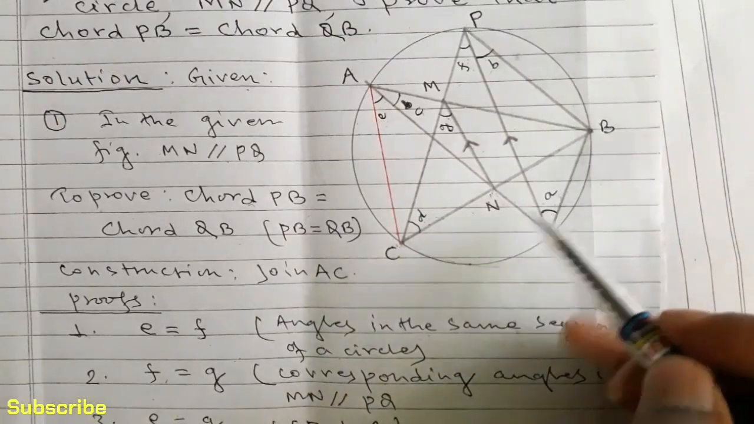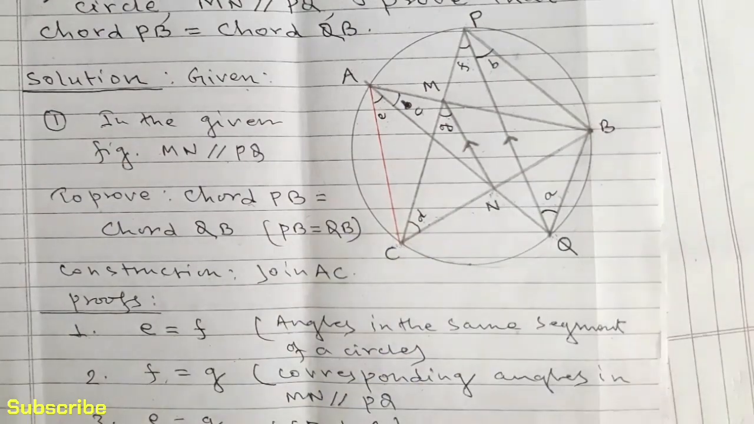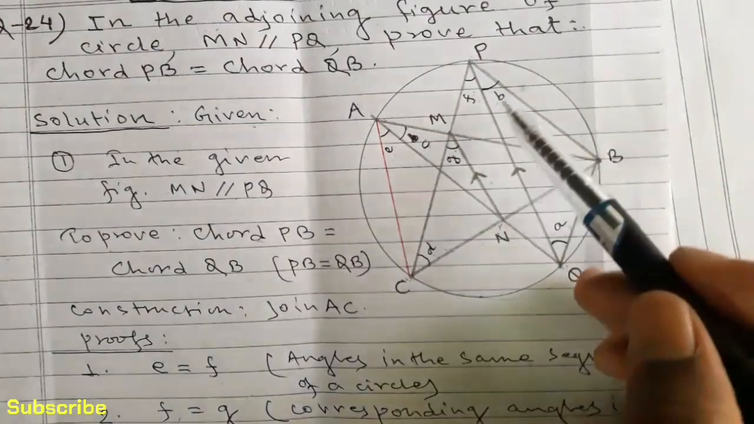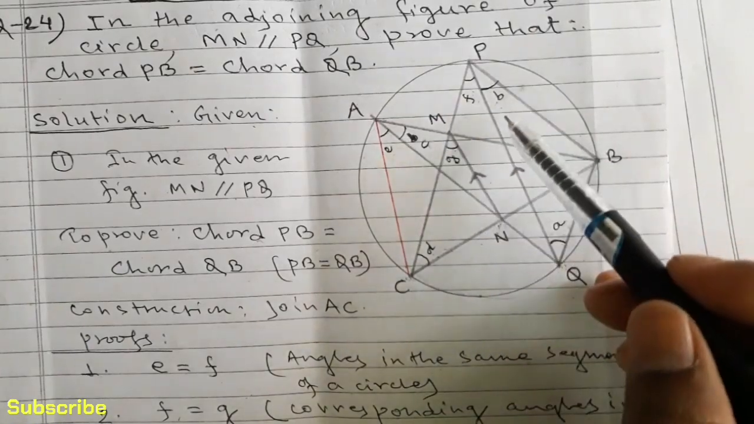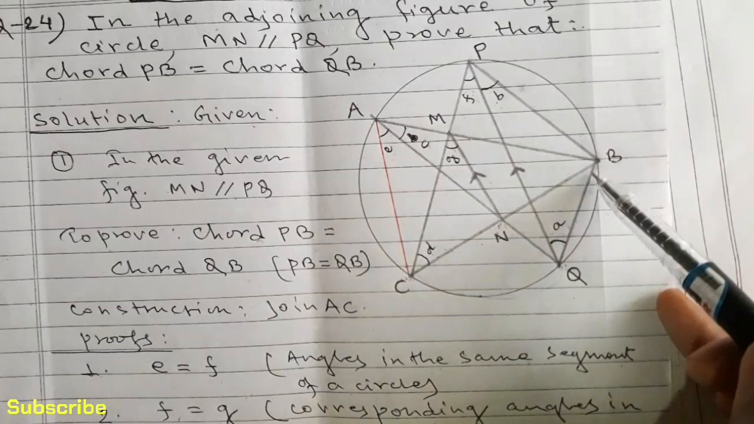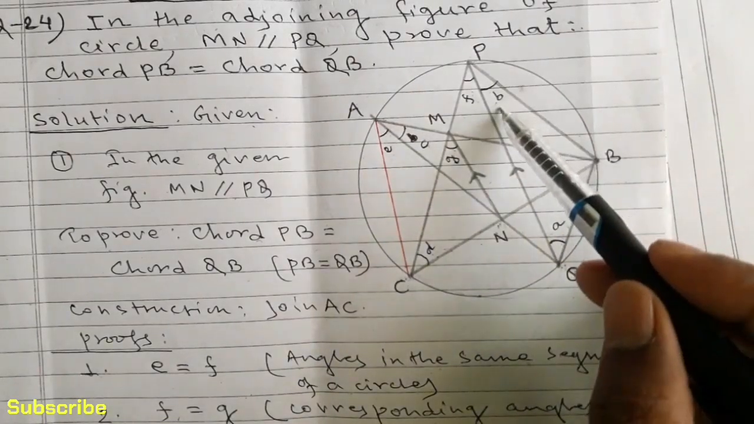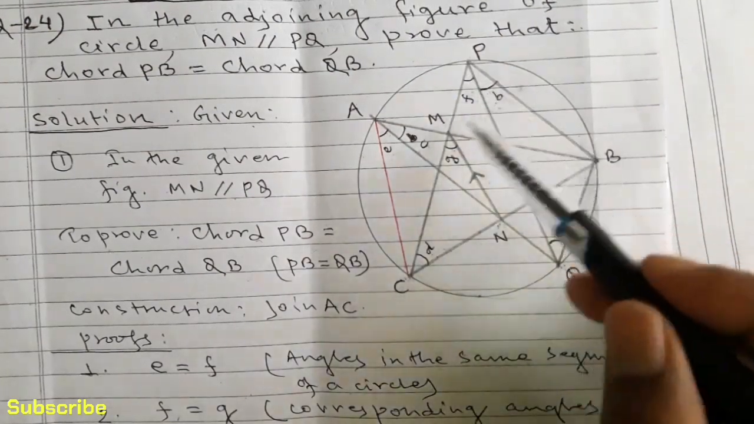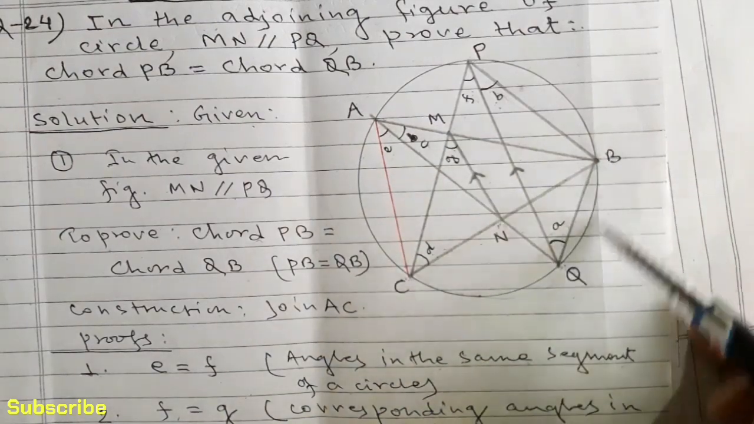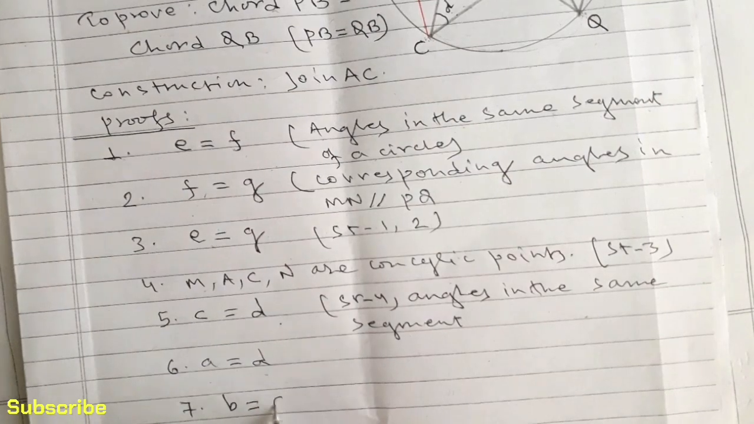So dear students, we have got angle A is equal to angle D because they are angles in the same segment of a circle. Now we are going to link angle B with angle C, because angle B and angle C both are standing on the same arc QB. So let's write down angle B is equal to angle C. In statement number 7, we can write B is equal to C.